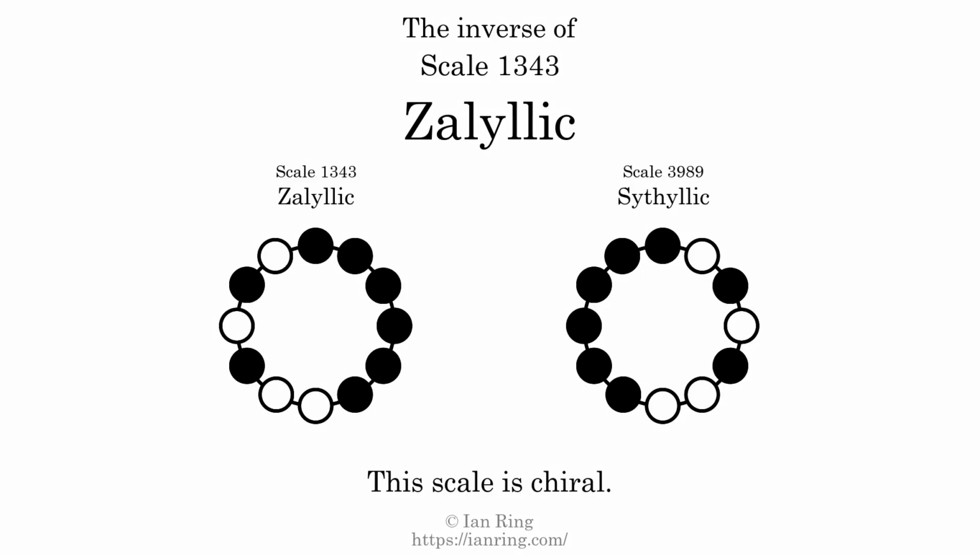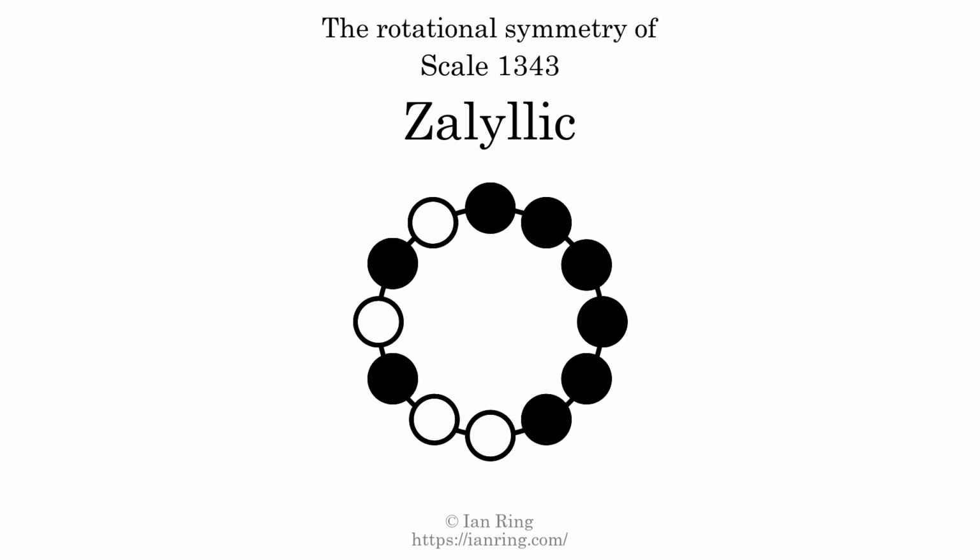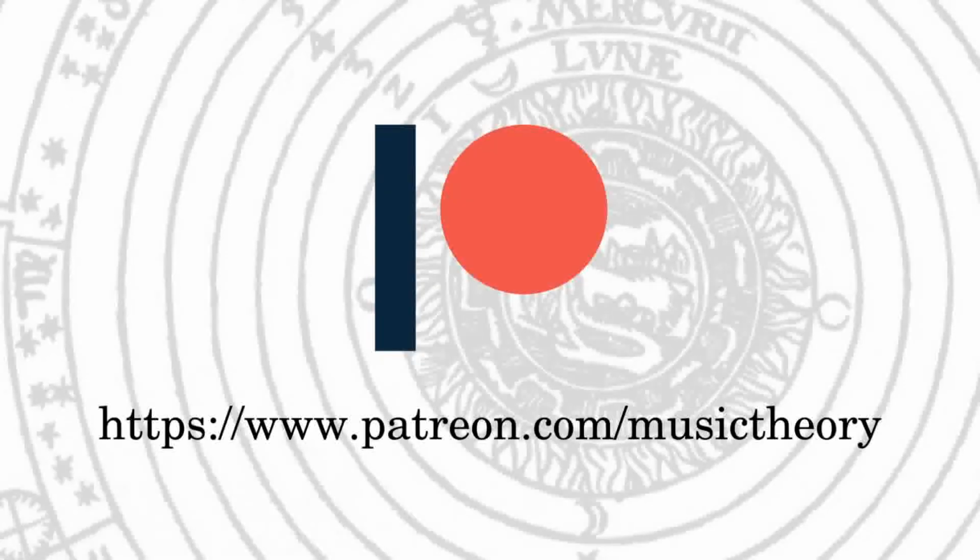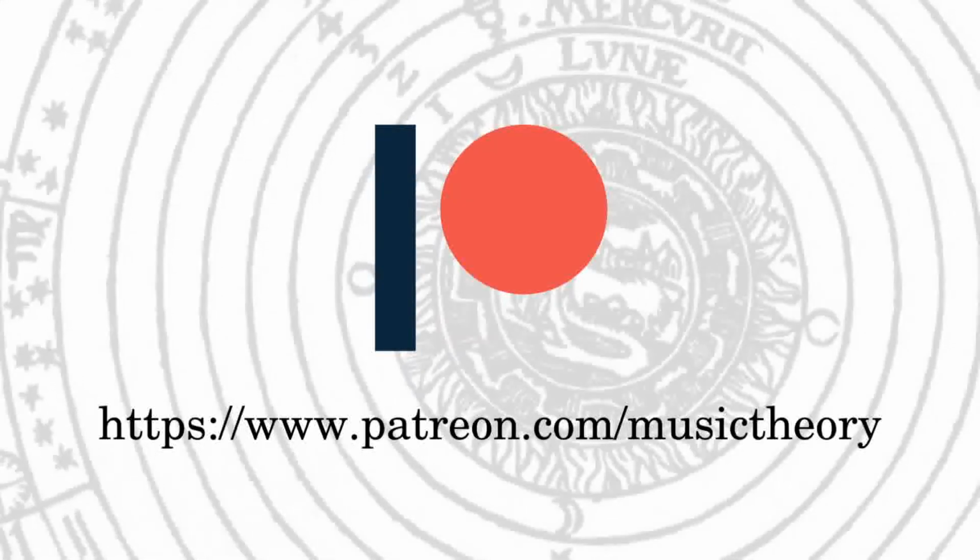The inverse of a scale is a mirror image. It is what you get when the sequence of intervals is reversed. The inverse of this scale is scale 3989, also known as Zalyllic. This scale is chiral. It cannot transform into its inverse by rotational transformation. This scale has no rotational symmetry. For even more detail about this scale, visit ianring.com/musictheory/scales/1343.